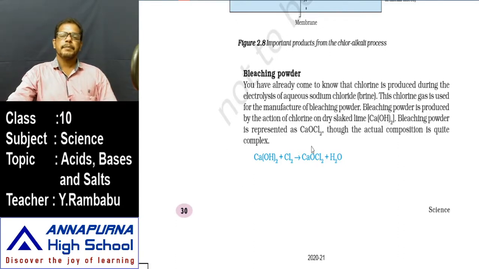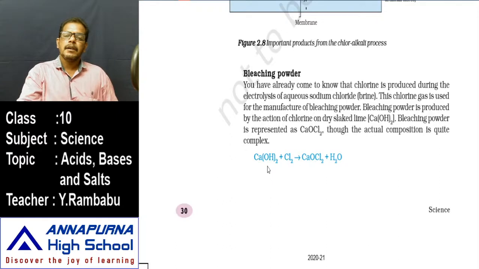How is this bleaching powder prepared? Let us observe. This is calcium hydroxide. What is this calcium hydroxide? We have already learned about it. Dry lime is calcium oxide, the white powder used for whitewashing of walls. Its chemical formula is CaO.